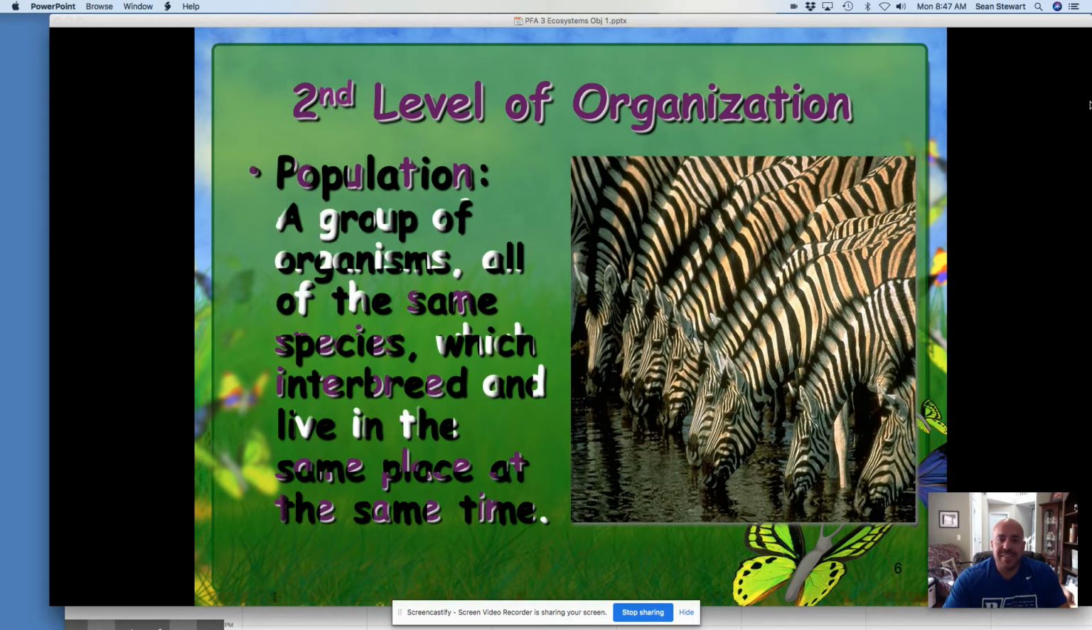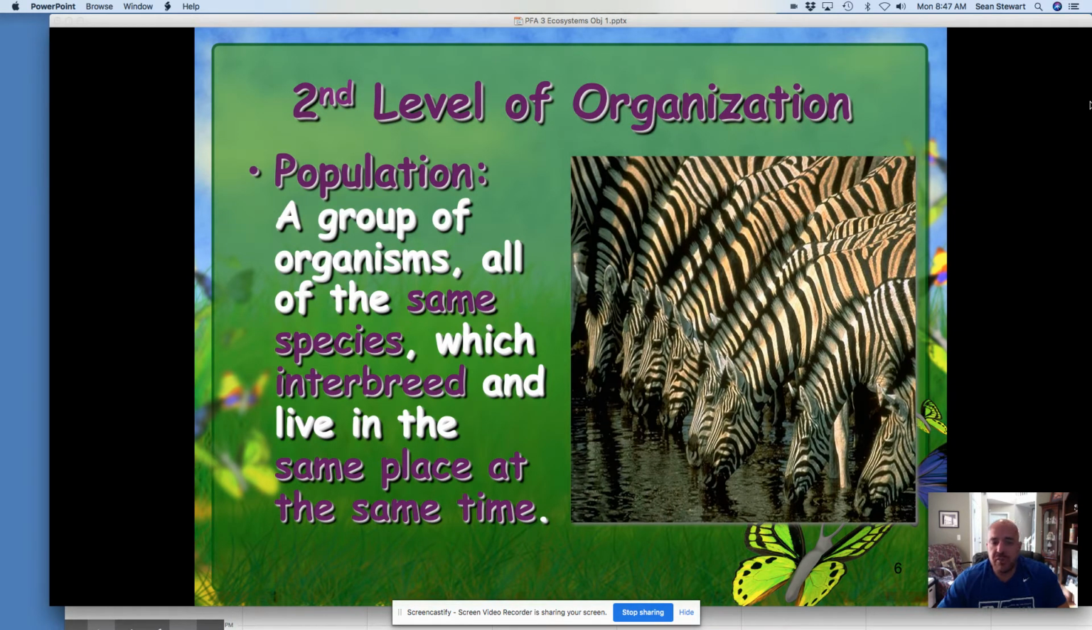When we get to the next level, a population is a group of organisms, all of the same species, that can interbreed and live in the same place at the same time. So look at the picture now. We have a bunch of zebras living in the same place. One zebra is an organism. A whole bunch of them that live and breed in the same area is a population.